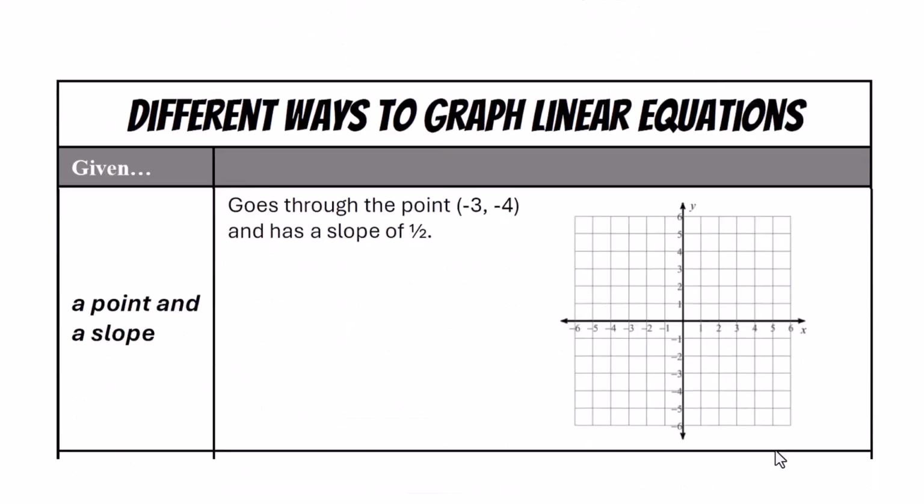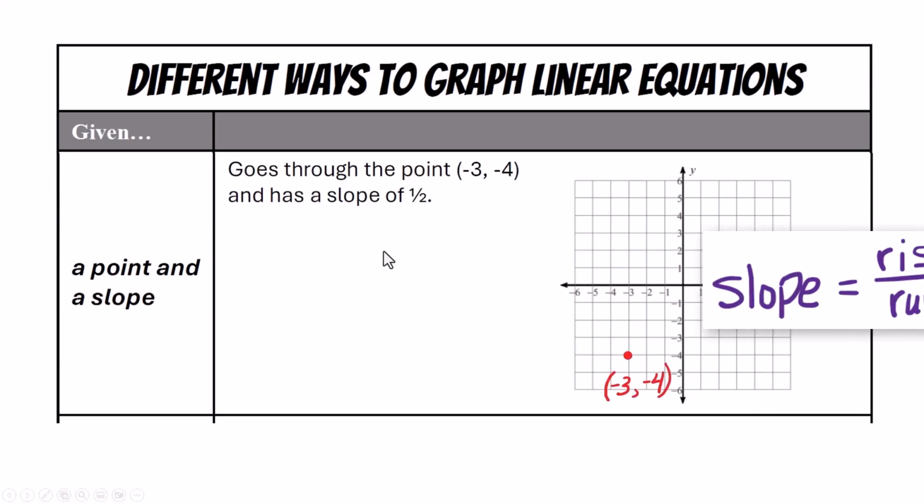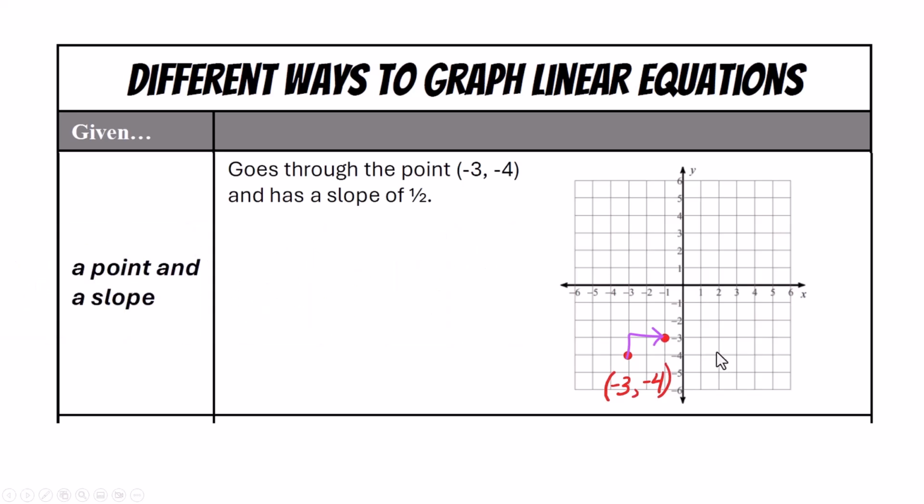Let's move on. What if they give you a point and a slope? How do you do that? Start by graphing the point, which is (-3, -4). And the slope means rise over run. So we're going to go up 1 unit, over 2 units. And then you have the second point. Once you have 2 points, you can graph that line.